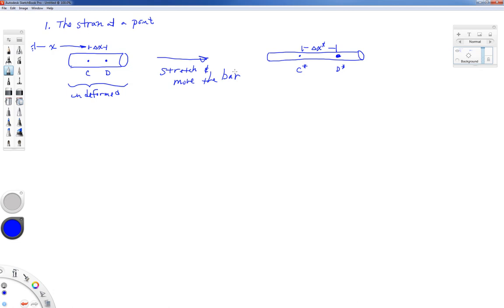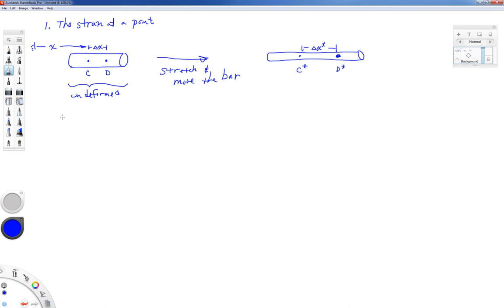Now point C and D have new positions. I'm going to call those C star and D star. And if we stretch this bar out, the distance in between those points is increased. And now that distance I'm going to call delta X star. That's the final length in between those 2 points after it's moved.